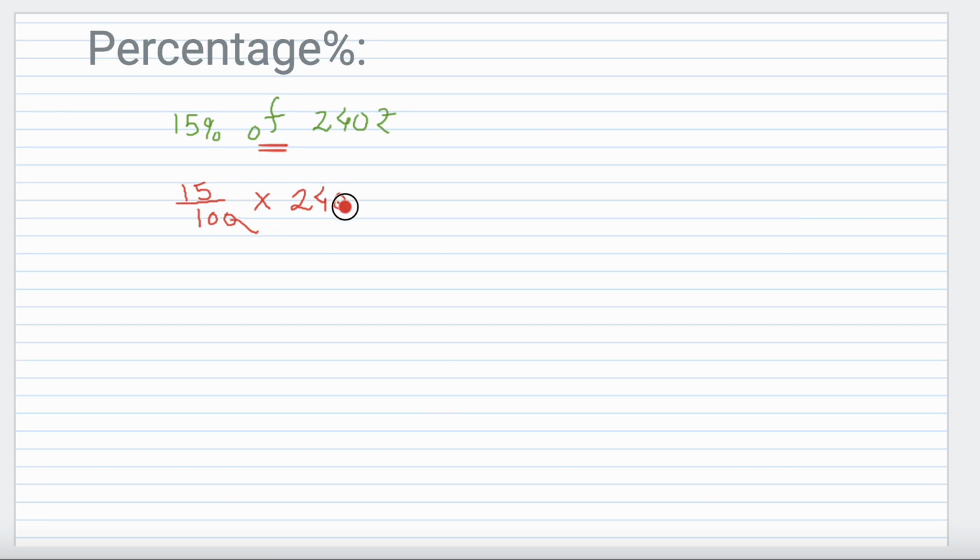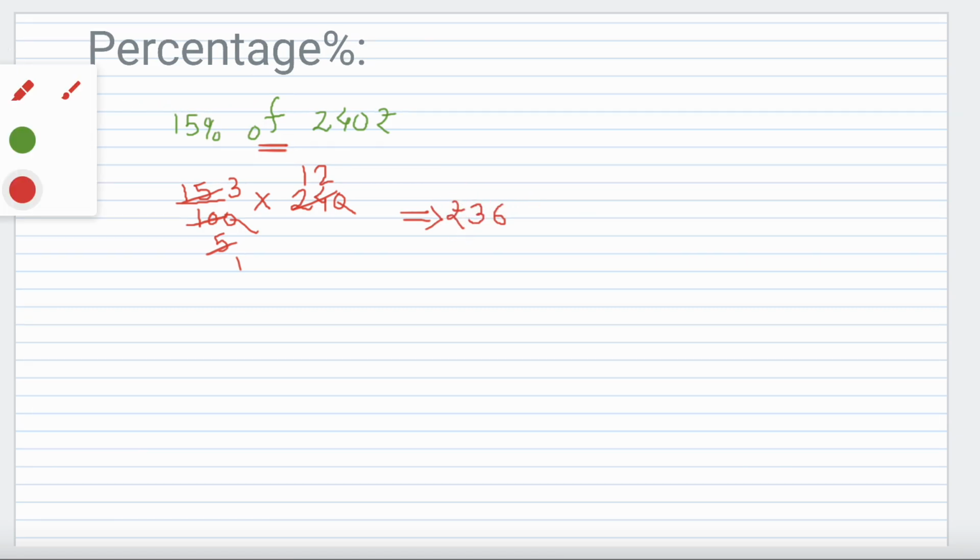Okay, now divide it. So 2 5s are 10, 2 1s are 2, 2 5s are 10, 5 1s are 5, 3 5s are 15. So your answer will be what? 12 3s are 36, and this one is in rupees. So your answer will be this.